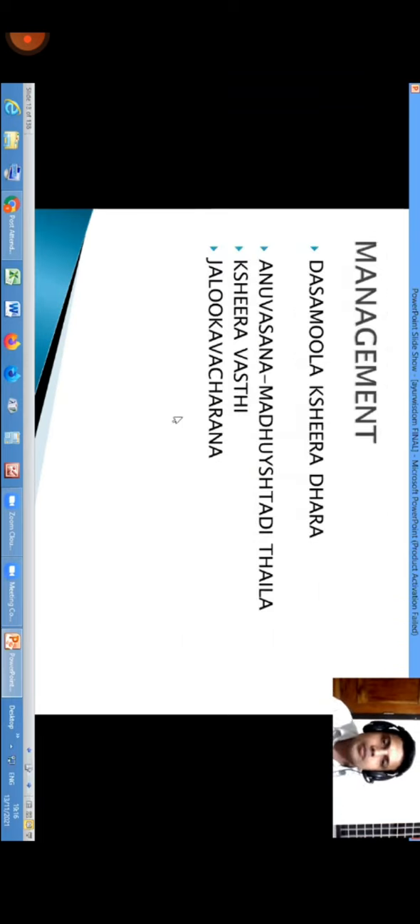And management is Dashamula Shiradhara. It is useful in painful conditions of Vatarakta or rheumatoid arthritis. And Anuvasana with Madhyashtha. If Bhuktadosha is there, then you can use Madhyashtha Pana, 10 drops, with suitable Kashaya. Then Sirovasti. Sirovasti is one of the important chikitsa considering the Vatarakta. And Jaloukavacharana locally will relieve the pain and tenderness.